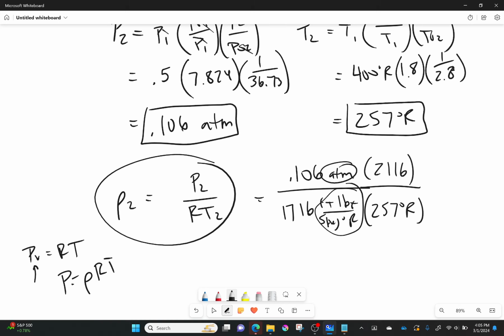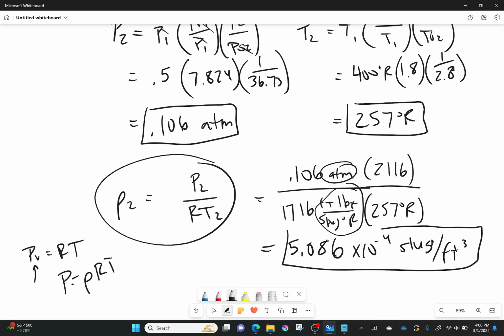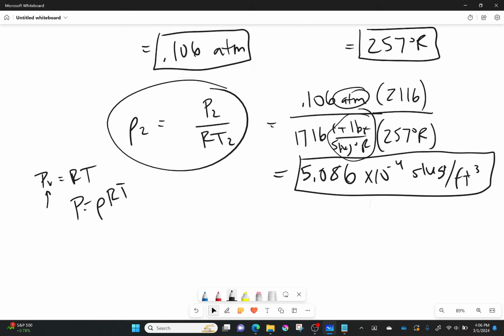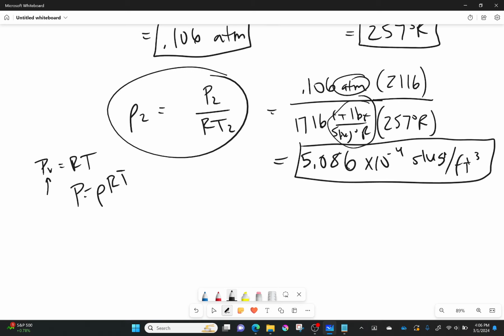And let's plug that in our calculators now and see what we get. And what I get from that is 5.086 times 10 to the negative fourth slugs per foot cubed. I hate English units, but slug is still a fun name. Okay. Last two things we want to calculate for this problem are P02 and T02 because they're the last two things asked for. So these are both pretty easy.